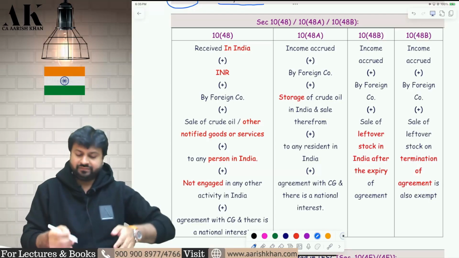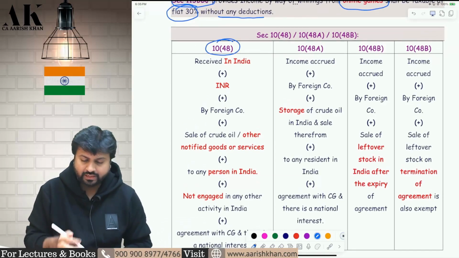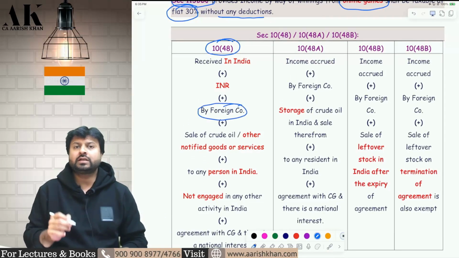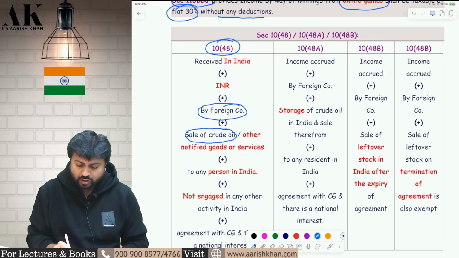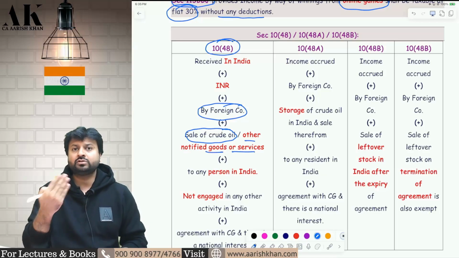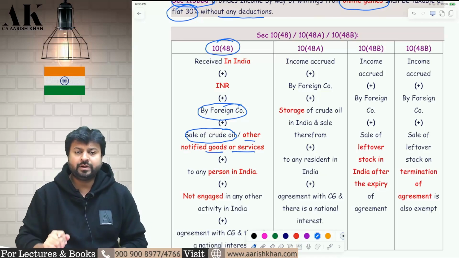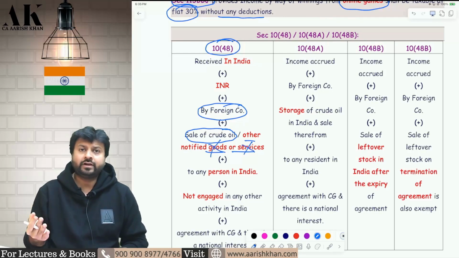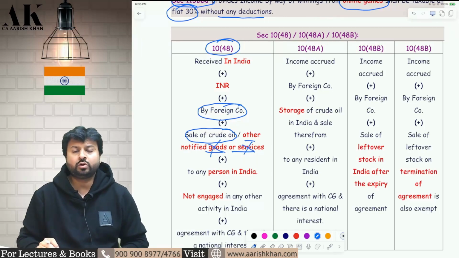For example, the first section over here is section 10(48). What is section 10(48)? This is applicable to a foreign company. What should a foreign company do? They should be engaged in sale of crude oil or any other goods or services as notified by the central government. Has the government notified any other goods and services? No. As of now, there are no other goods which are notified over here. Only sale of crude oil is covered.